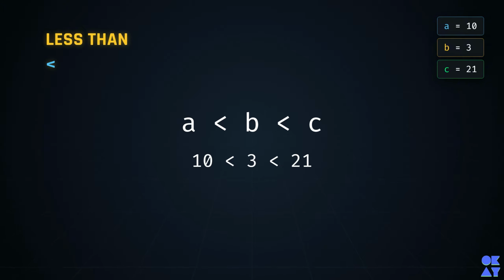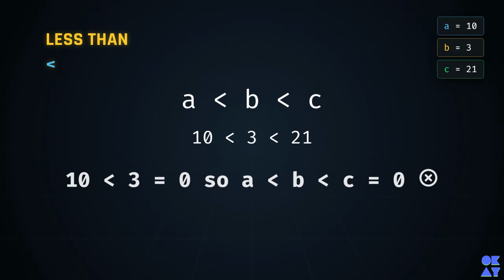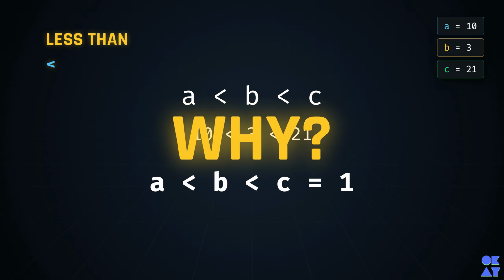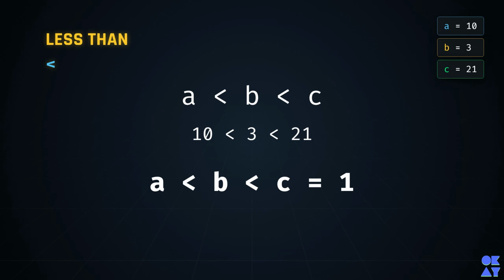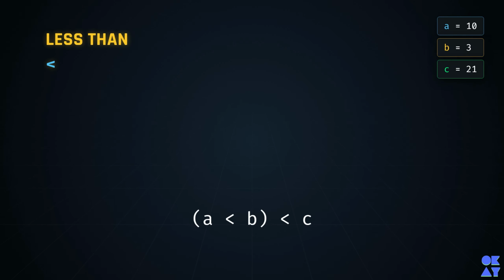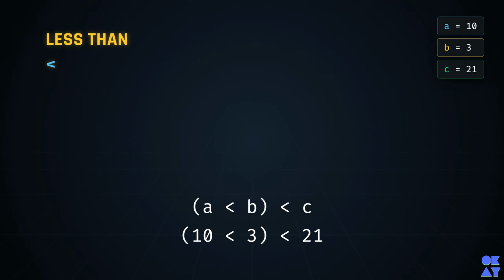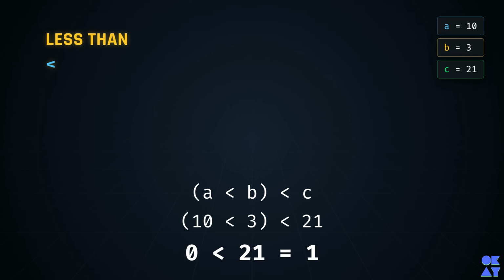Now listen. If you think 10 less than 3 is false, so the overall result is 0, you are wrong. It actually returns 1. Why? The compiler does not compare all 3 operands at once. It compares only 2 operands at a time. So first, 10 less than 3 equals false, returns 0. Then 0 less than 21 equals true, returns 1. So the final result is 1.